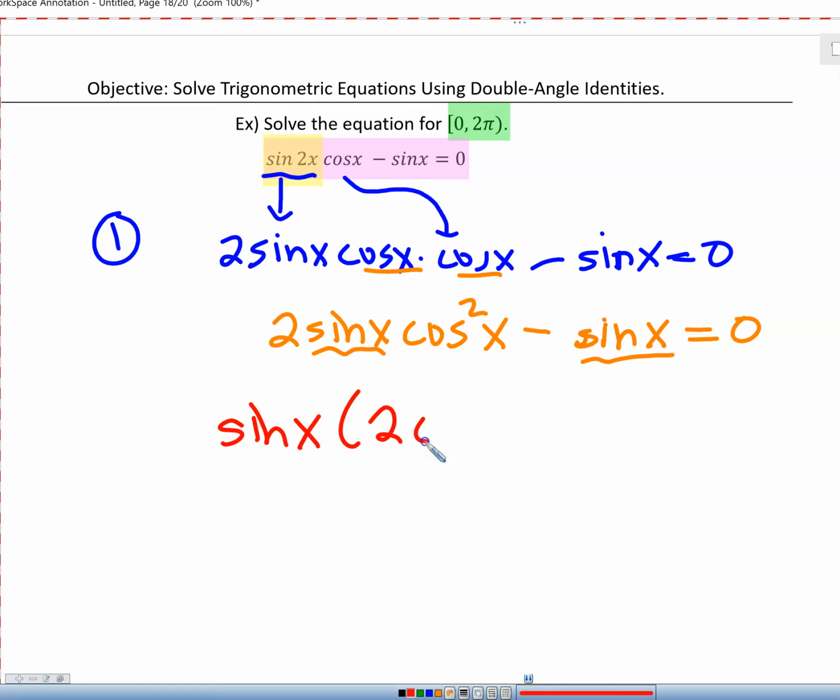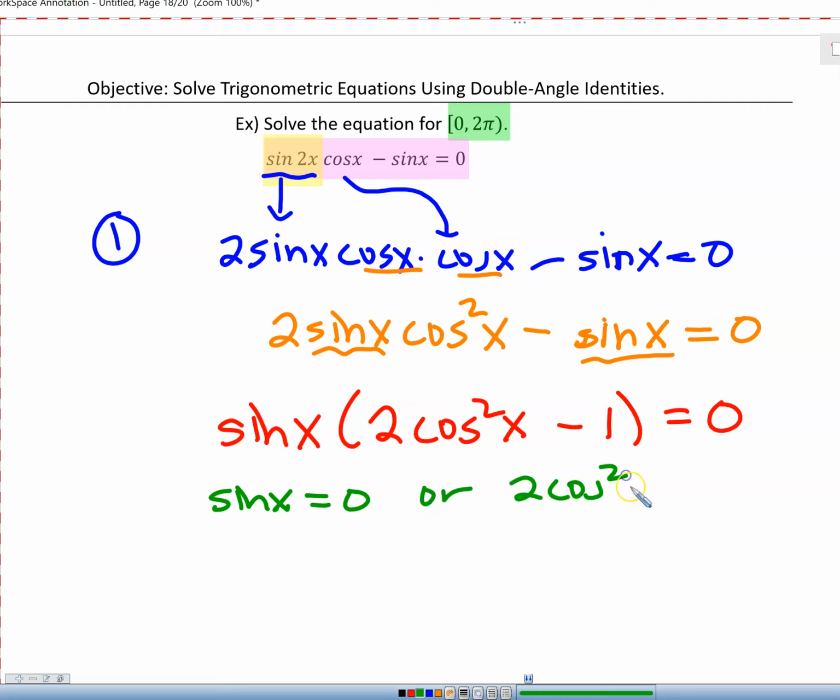And that would leave me with 2 times cosine squared x minus 1. So now I have a product of factors equals 0, so I'm going to use my zero product property. So sine of x equals 0, or 2 cosine squared x minus 1 equals 0. This first one, sine x equals 0, is already isolated, so I can go ahead and find my angles for that. Sine is 0 at angles of 0 radians and pi radians. So that one is done.